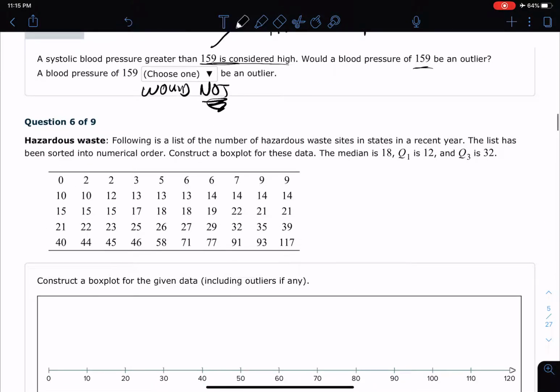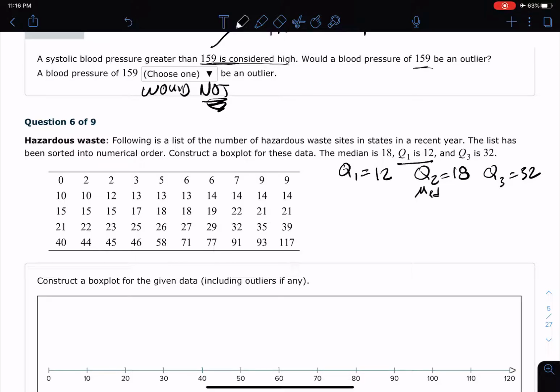Take a look at hazardous waste on problem number 6. Following is a list of number of hazardous waste sites in states. In recent years, the list has been sorted into numerical order, from smallest to largest. Construct a box plot for these data. They also gave us the median. Okay, so let's do this in order. They gave us Q1. Q1 is 12. They gave us the median, which we could also call Q2, which is 18. You want to call that the median to remind yourself, same thing. And then they also gave us Q3, which is 32.